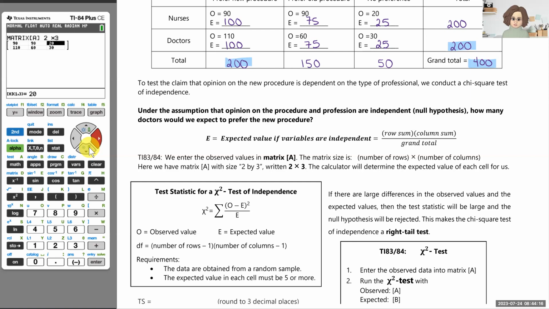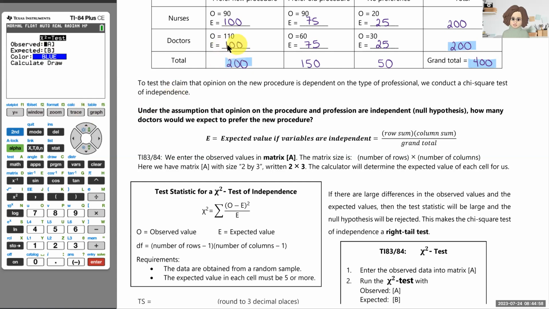So next step, we're going to hit our stat button, go back to our tests, and then I'm going to scroll quite a ways here past it so you can see you're looking for chi-square test. We'll hit enter there. Now, we're never going to have to change anything on this screen, so we'll always put our observed data into matrix A, and then the calculator will actually calculate the expected values if the variables are independent and store them in another matrix, in this case B.